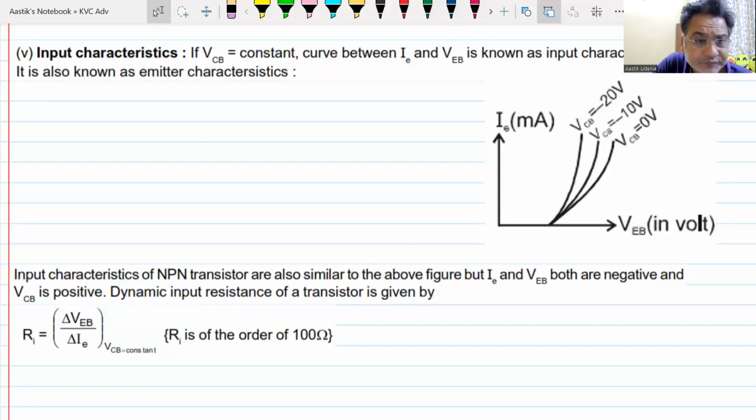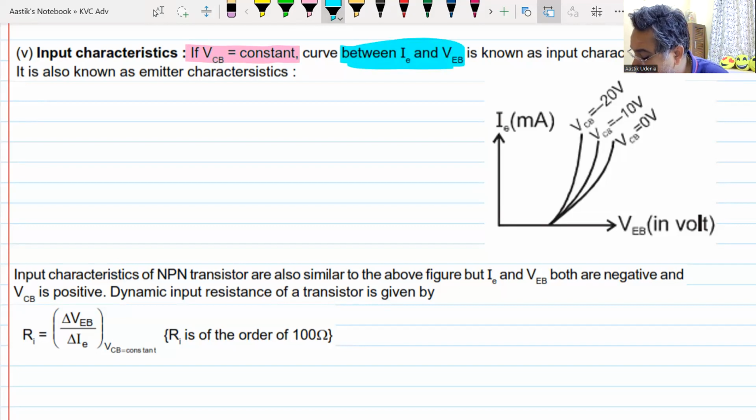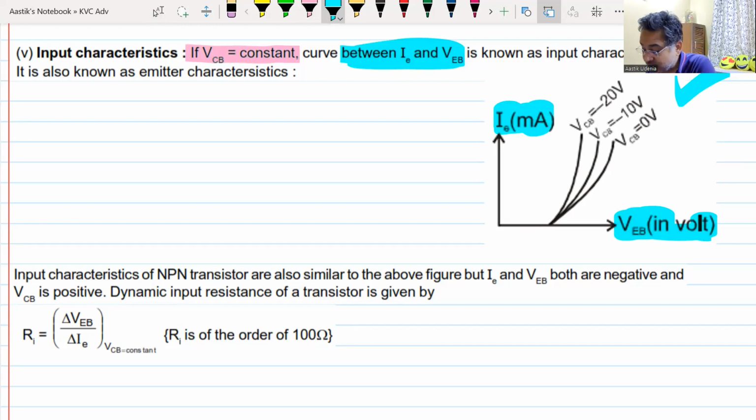Well then, as you can see, we have to study the characteristics of this common base configuration. Now, to study the input characteristics, we keep the output voltage, which is VCB, constant. You have to remember this. We will keep the output voltage constant and draw a graph between the input current and the input voltage. This is the input current and this is the input voltage, and you will have to remember how the graph looks. This is how the graph looks. Do we understand this?